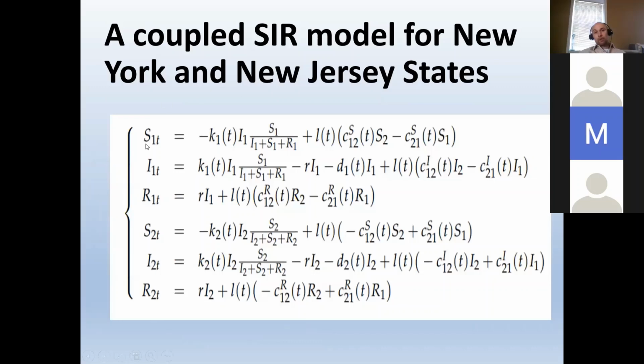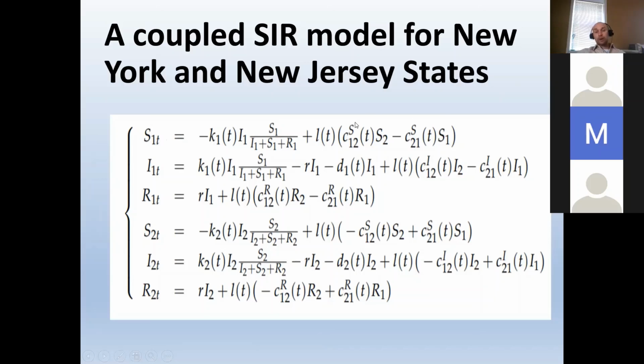So now you have the first node, 1, which represents New York, and 2, which represents New Jersey, and then for each S, I, and R, you add movement of people. So people are going in the morning mainly from New Jersey to New York, and coming back at night from New York to New Jersey. So you have people who are susceptible, people who are infected, and people who are recovered, right?